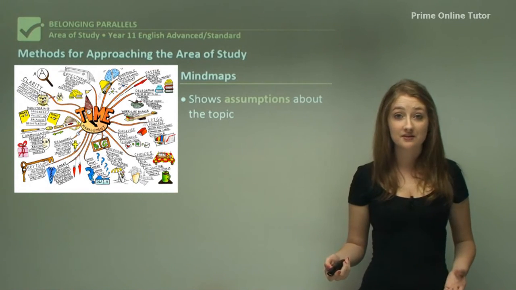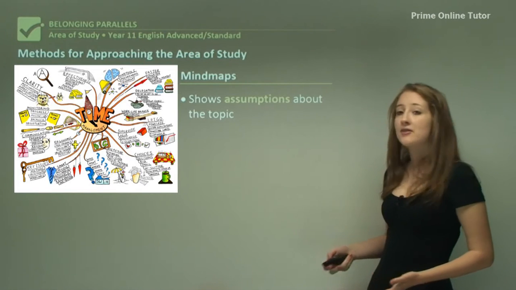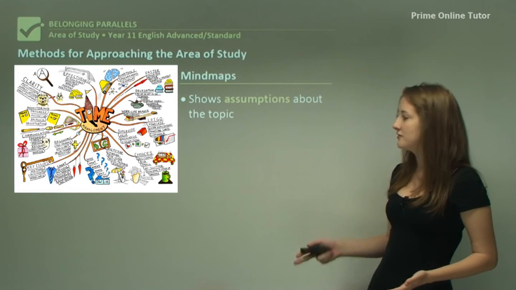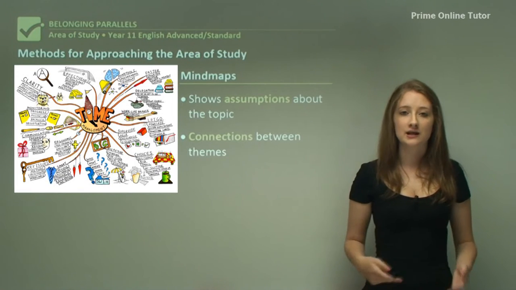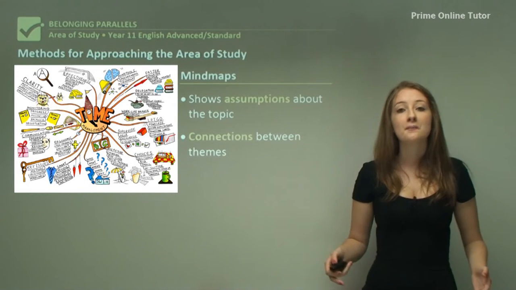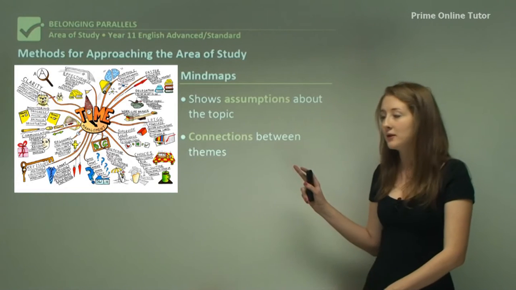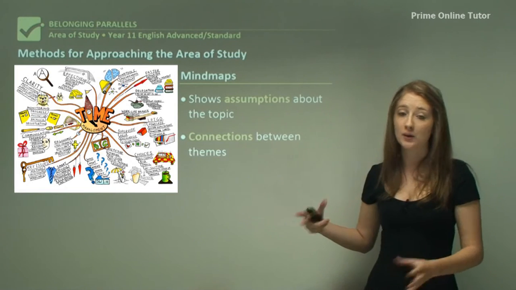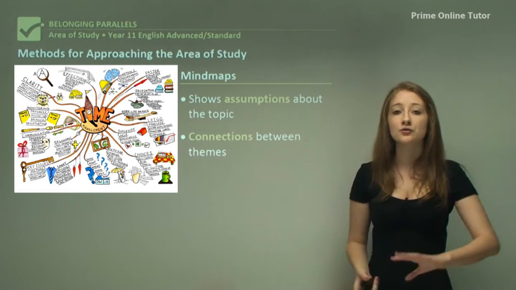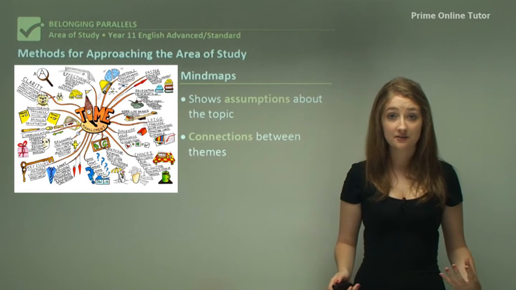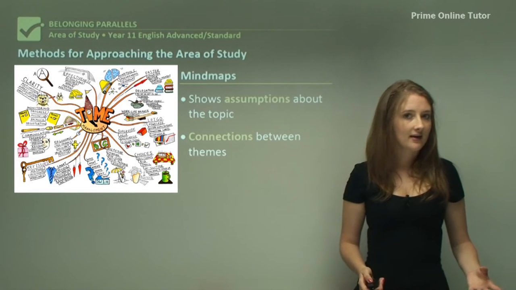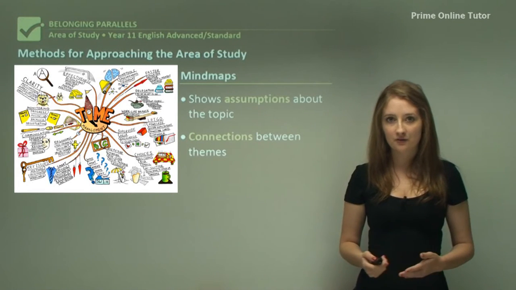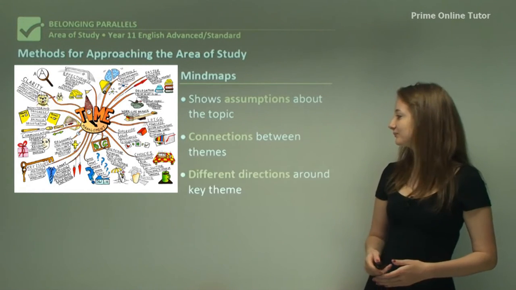So the first one of these techniques is the mind map. The mind map allows you to show assumptions about the topic, and it also demonstrates the connections between the themes. With a mind map, you write your theme in the middle, so in the middle you write journeys or whatever your area of study is. You fill the outside with all your ideas and then can connect your ideas to each other to show perhaps later how you can draw connections between paragraphs and themes in your essays.